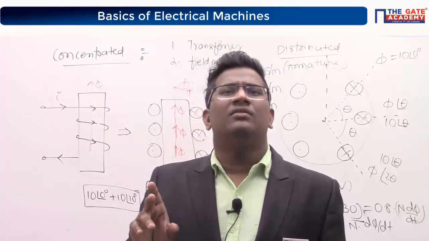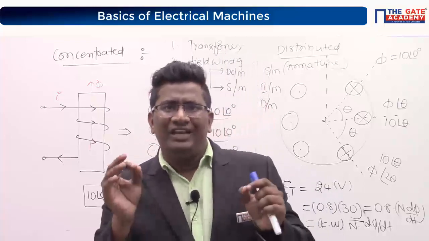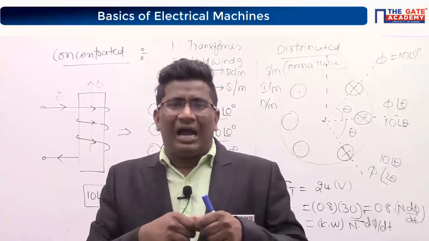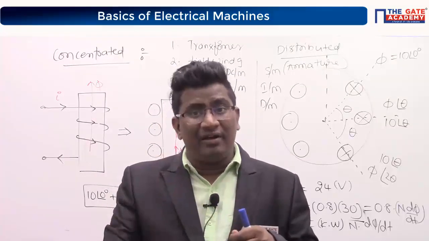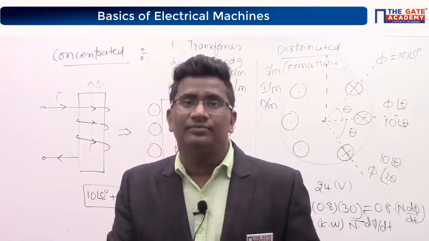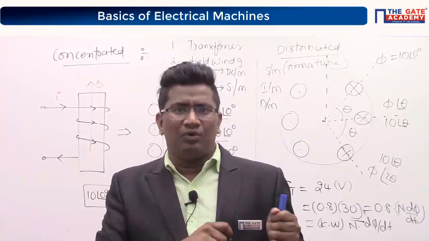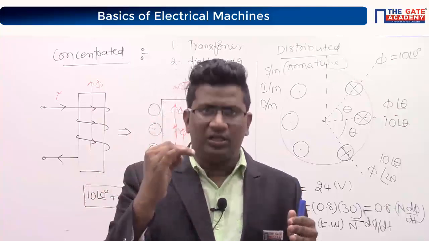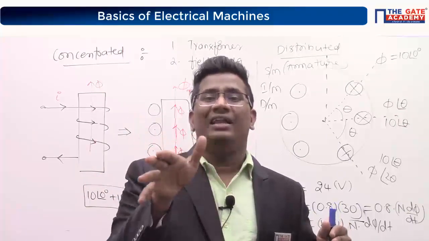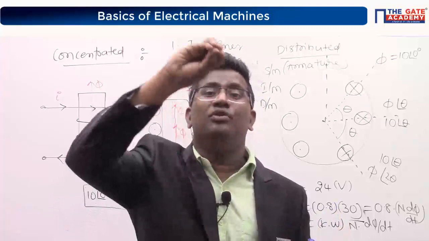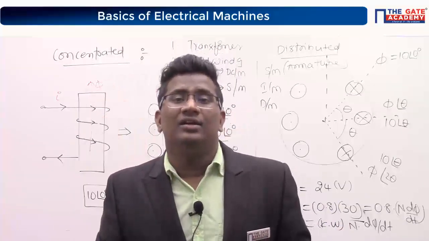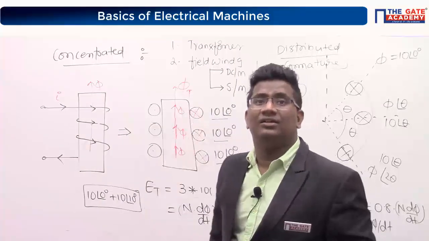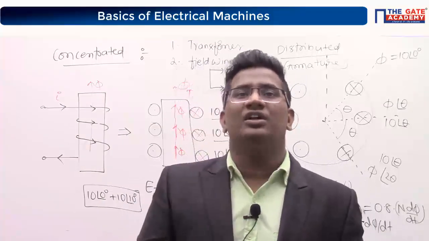Please explain again why only in field winding. See, field winding means you are housing the winding on the field pole. Correct? Pole. That is called field winding. Tell me, field winding, do you want to distribute or concentrate it? Concentrate. That is why field winding is concentrated.